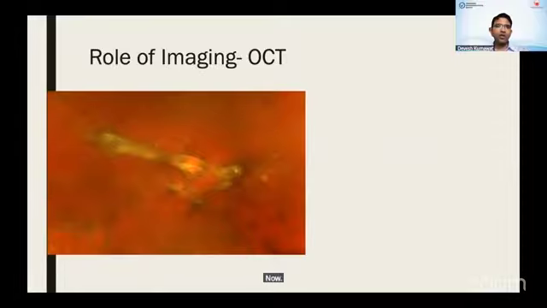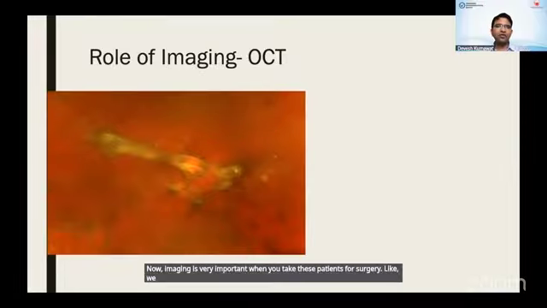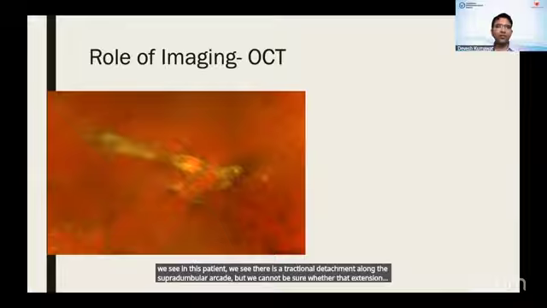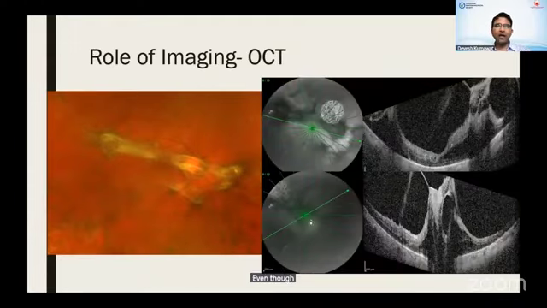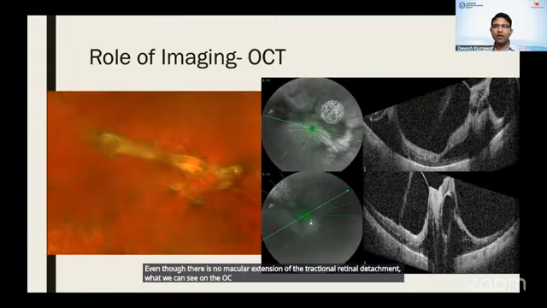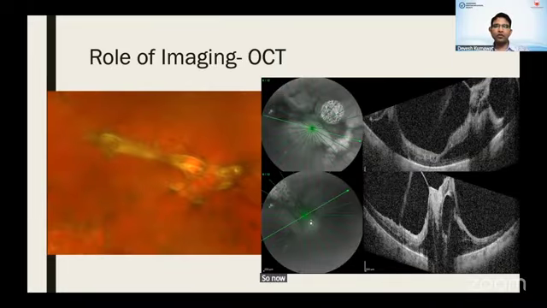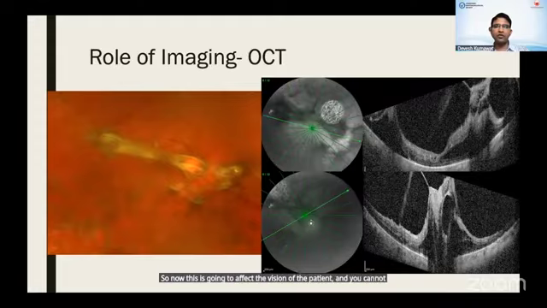Now, imaging is very important when you take these patients for surgery. Like we see in this patient, there is a tractional detachment along the supratemporal arcade, but we cannot be sure whether the tractional detachment is extending into the macular area. So you need the macular OCT. Even though there is no macular extension of the tractional retinal detachment, what we can see on the OCT is that the tractional schisis, or splitting of the retina, is going right till the foveal center. So this is going to affect the vision of the patient, and you cannot observe these patients; you have to take them up for surgery.